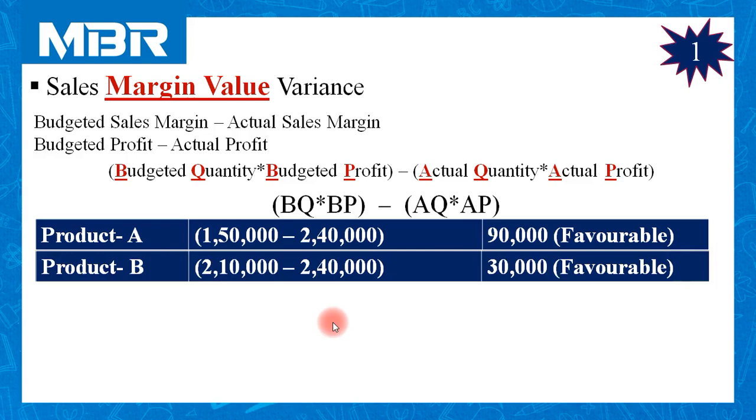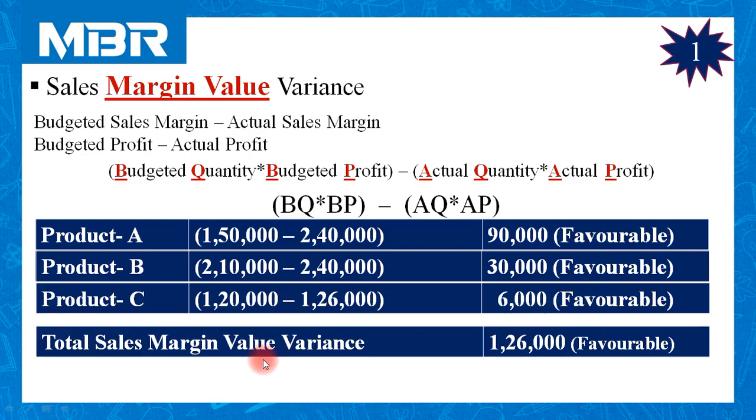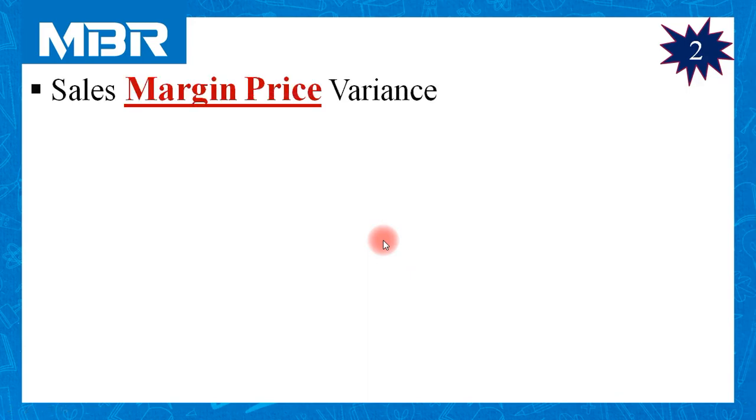Same way for product B, budgeted profit is 2,10,000 and actual profit earned by the company is rupees 2,40,000. So here in case of product B, profit is increased by rupees 30,000. The same way for product C, actual profit is 1,26,000 against the budgeted profit of rupees 1,20,000. So the difference is 6,000 favorable. Total sales margin value variance rupees 1,26,000 favorable. Let's move on to the second variance.